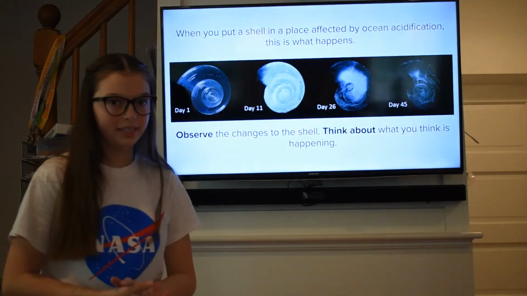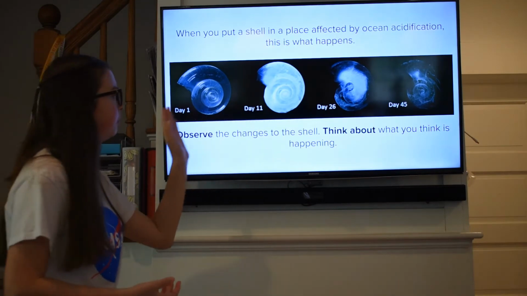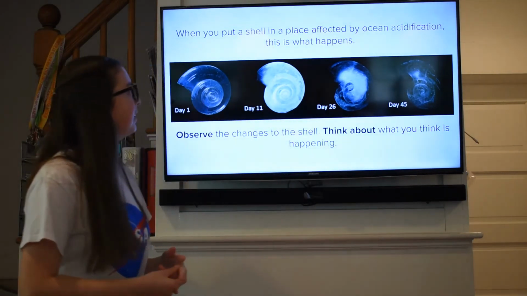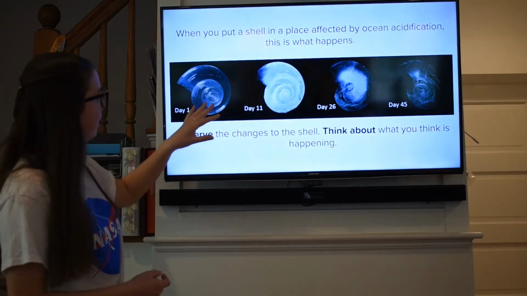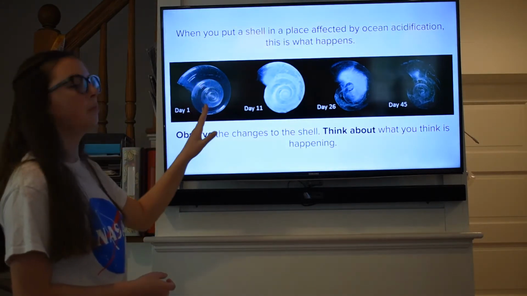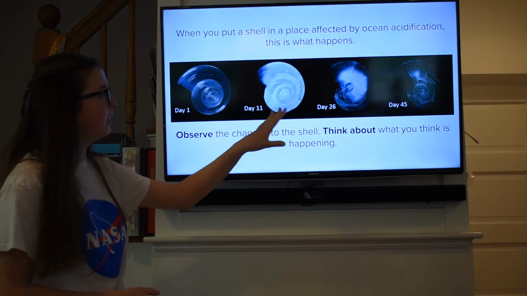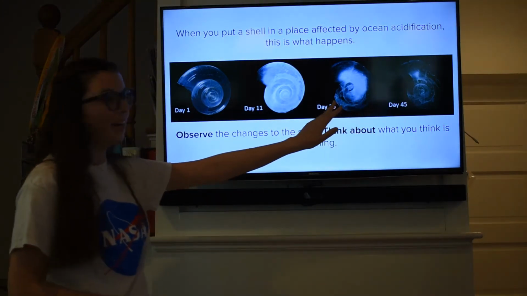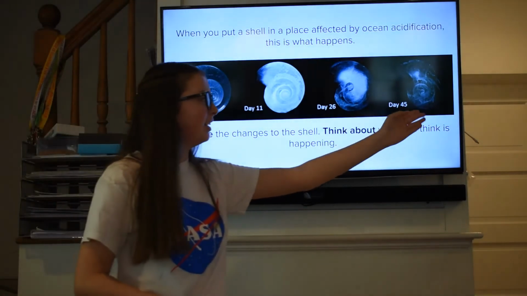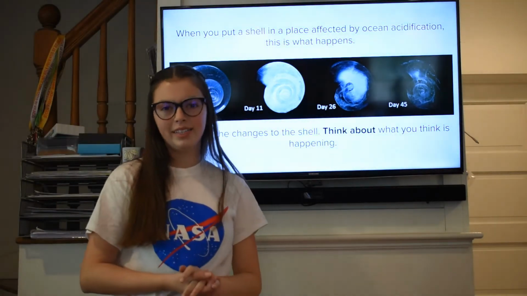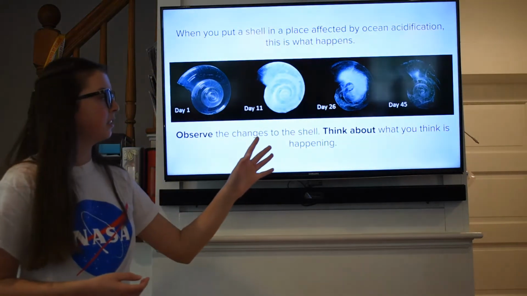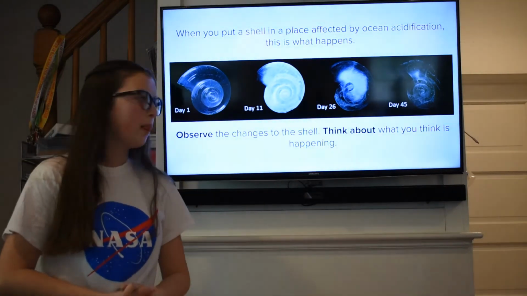So another thing we can do is observe what happens to this shell over time as it's in the ocean, as it's acidic. So let's look at day 1. It's nice and clear, looks like a normal shell. And then it turns kind of like an opaque white. And then it starts to form cracks on day 26. And then it kind of looks almost gone on day 45. So I want you to take a minute, look at these pictures. What do you think is happening?